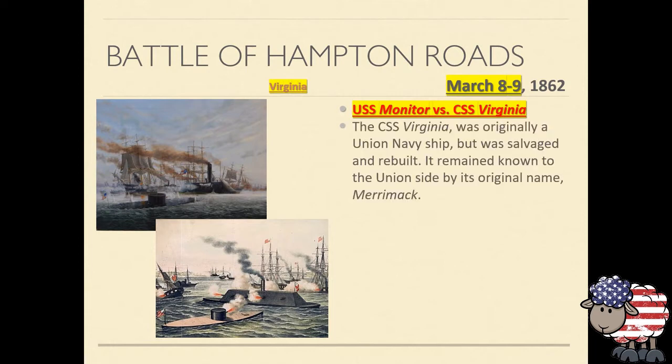Now, the Virginia was originally a Union Navy ship, but as the Confederate States are getting going, they salvaged the Merrimac, and then converted it into the Confederate States vessel Virginia. So sometimes you'll see this called the Battle of the Monitor and Merrimac. First battle between steam-powered ironclad ships.